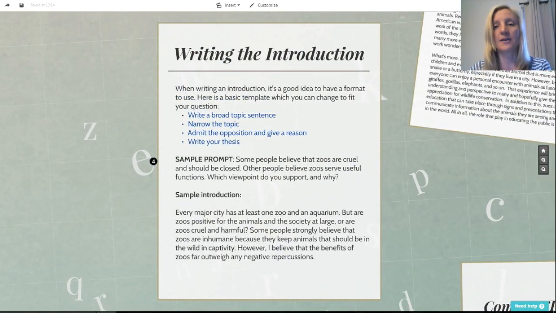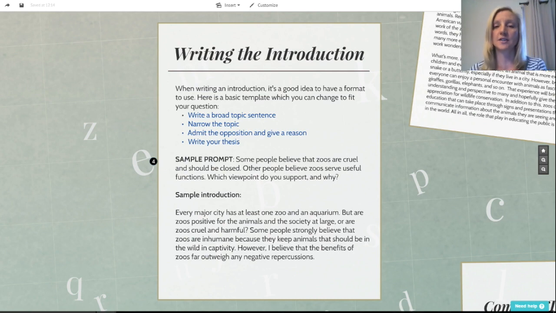Next, let's talk about how to write the introduction. When writing an introduction, it's a good idea to have a format to use. This is a basic template which you can change or modify, but this is the way that I find has gotten me a lot of success in writing TOEFL essays.